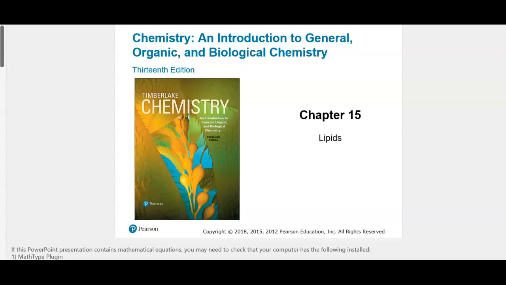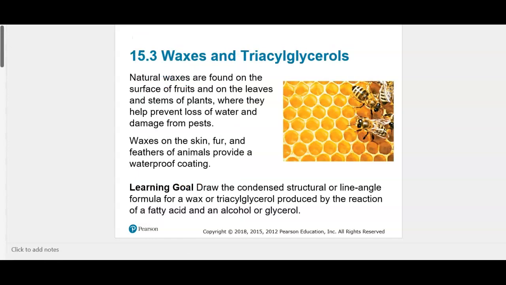Hello again. We are continuing our study of lipids with section 15.3, and in this section we're going to talk about waxes and triacylglycerols, or you also see triacylglycerols as triglycerides. Anyway, these are both esters.